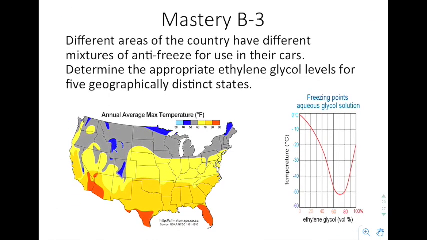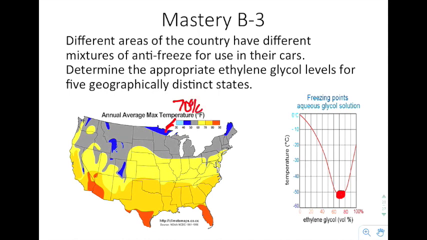Next, it says many different areas of the country have different mixtures of antifreeze for use in their cars. Determine the appropriate ethylene glycol levels for the 5 geographically distinct states. So the first thing that you want to realize is this is the average annual temperature. The dark blue regions are going to have to be represented by this 70% ethylene glycol mixture. So you'd say that's about 70%.